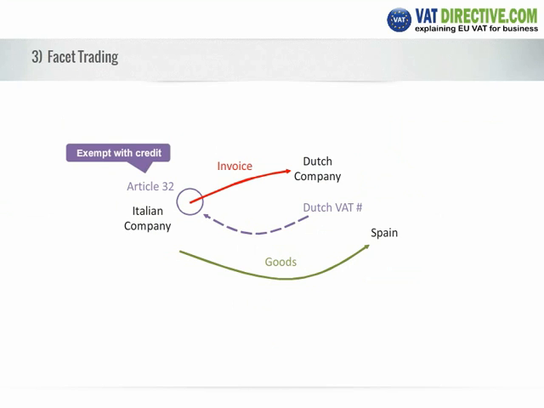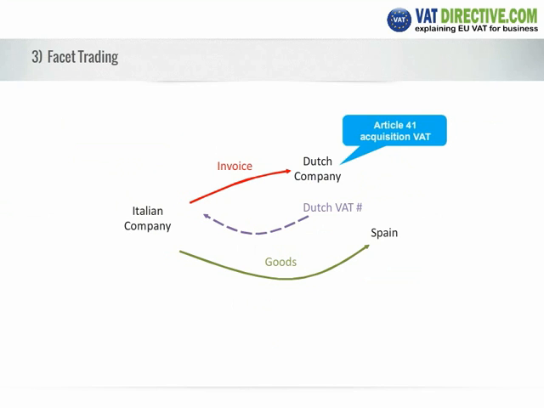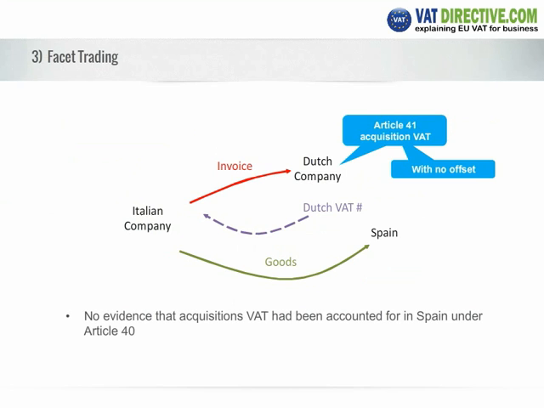So that's all done. Now the problem we've got here is that Article 41 acquisition VAT is due in Holland because they used a Dutch VAT number to secure that exempt with credit purchase. So Article 41 acquisition VAT is due in Holland, but they cannot get an offset because they did not have the evidence to prove that acquisition VAT had been accounted for by them in Spain under Article 40. So essentially Article 41 wasn't disapplied because they couldn't prove that it accounted for acquisition VAT under Article 40. Now the real problem for this is that acquisition VAT is due in Holland, but there is no offset for it. So it becomes a cost of the Dutch company.